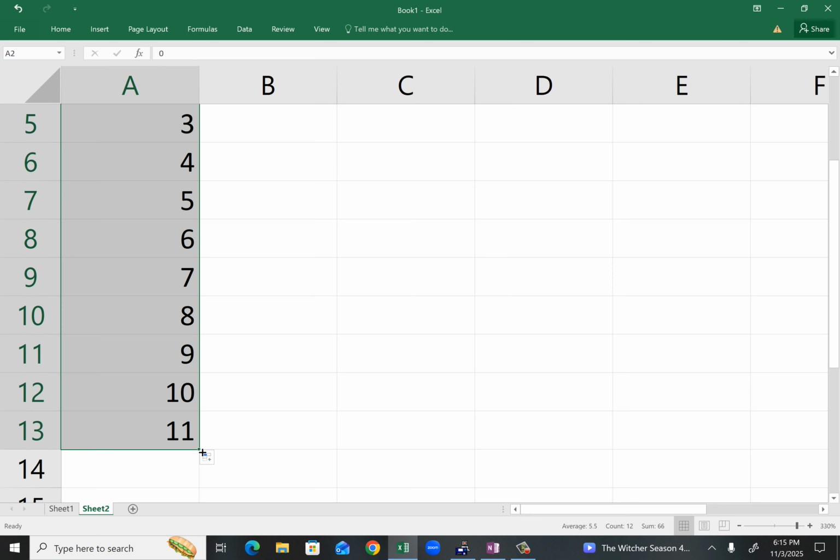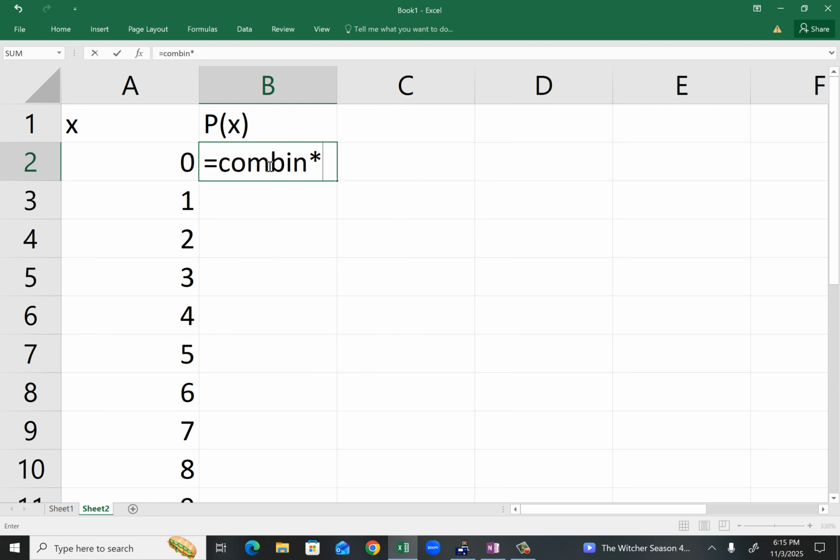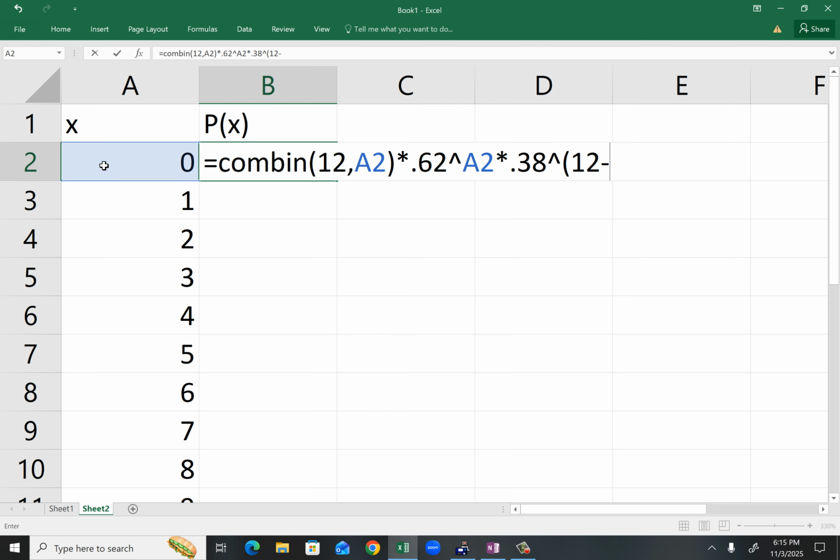I'm shooting the ball 12 times. The most I can make is 12 for 12. So equals COMBIN, parentheses, 12, comma that cell. Times, and so then ours was 0.62 to the power of that cell times 0.38 to the power of 12 minus that cell.